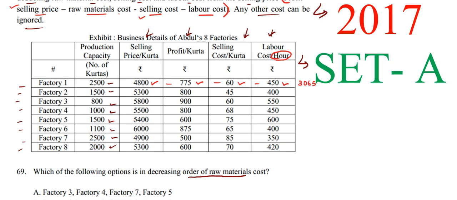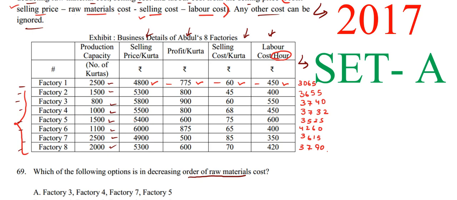You can do this for all the 8 factories by pausing this video, and then you can match the result with my result. Let me write my results here. For factory 2 we get 3655. For factory 3 we have 3740. For factory 4 we have 3732. For 5 we have 3525. For 6 it is 4260. For 7 we have 3615. And for 8, the last factory, we have 3790. So these are the costs of raw materials.